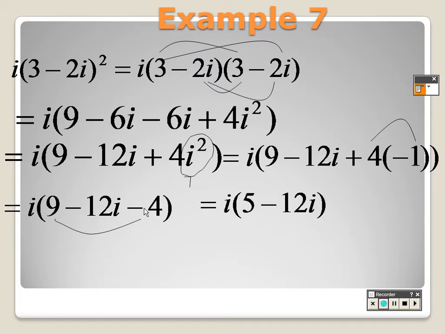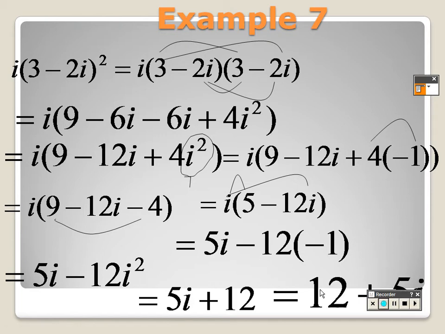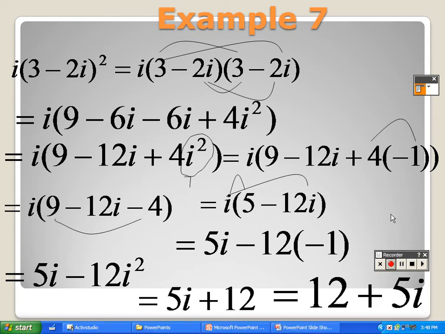So I have an i on the outside times 5 minus 12i. Now take that i through, so I get 5i and a negative 12i squared. And once again, i squared is negative 1. So negative 1 times negative 12 is positive 12. So if I was to rewrite it the right way, it would be 12 plus 5i as my final answer.